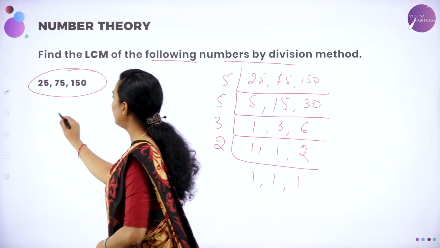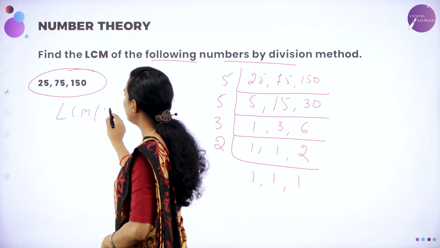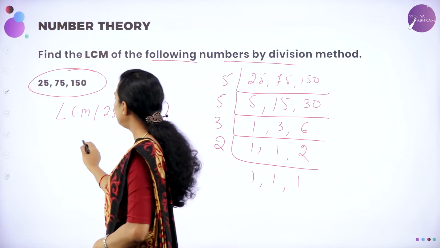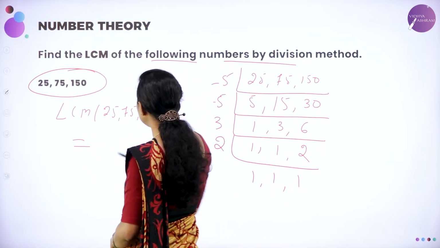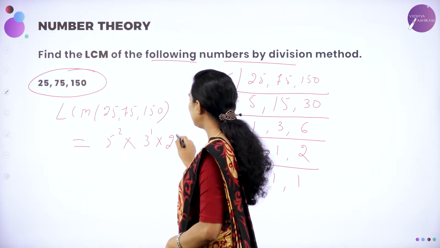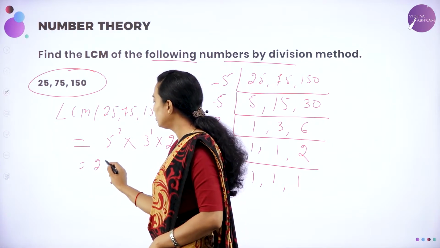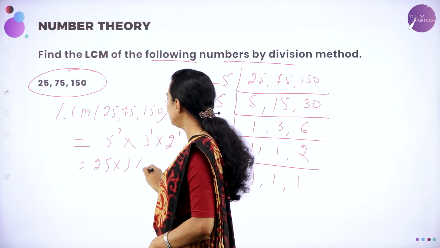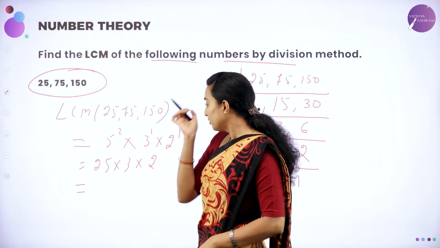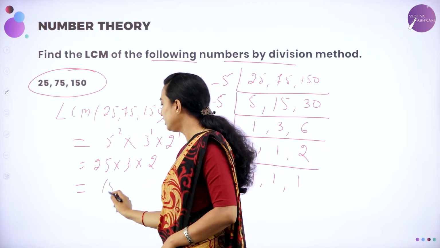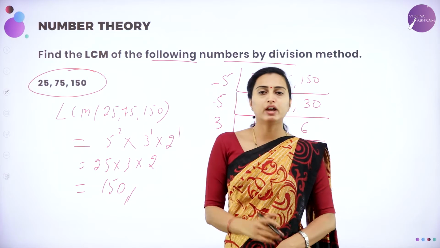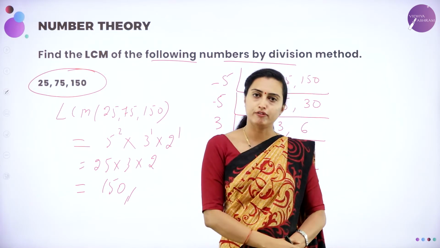Therefore LCM of 25, 75, 150 will be equal to 5 squared into 3 into 2, only once, which is equal to 25 into 3 into 2. So the answer will be 25 2s are 50, 5 3s are 150. So therefore LCM of 25, 75, 150 is 150.